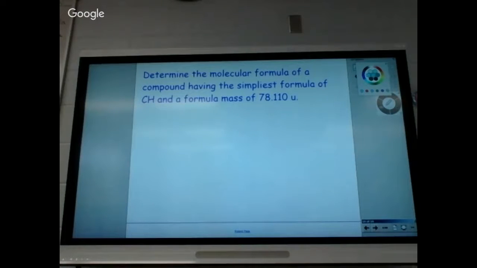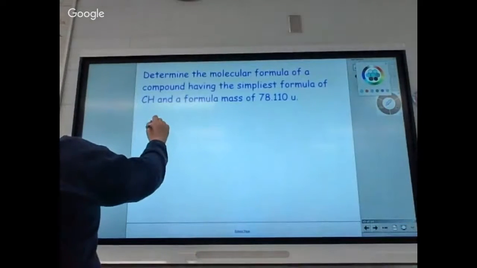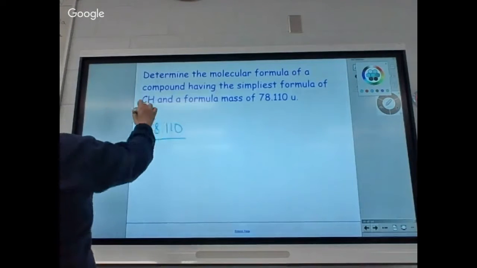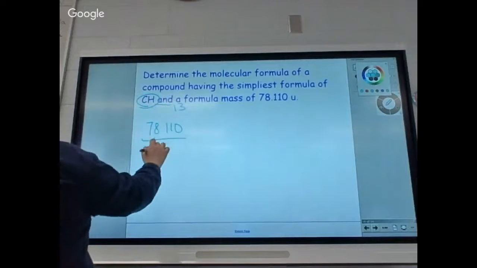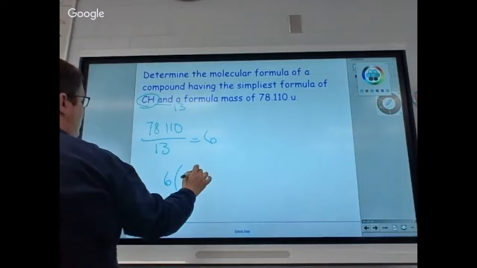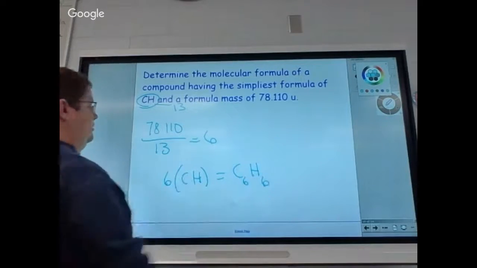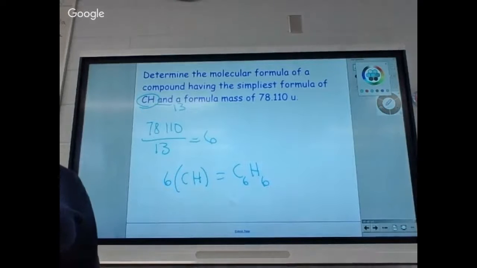All right, what do we get? Anybody not get a C6H6? Do I need to work it on the board? Well, you said C6H6? So you had 78.110. This had a mass of 13. So divided by 13 would be 6. So 6 multiplied by CH would be C6H6. Yes? No? Yes? All right.